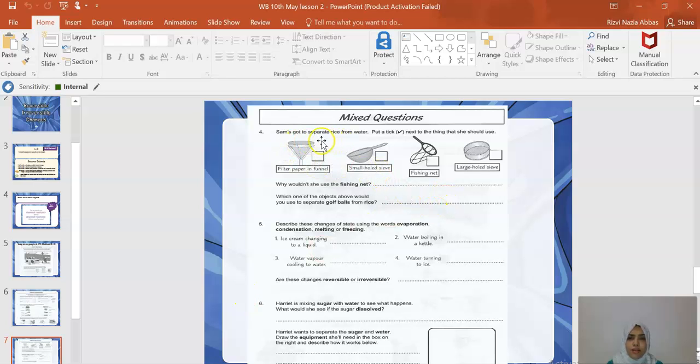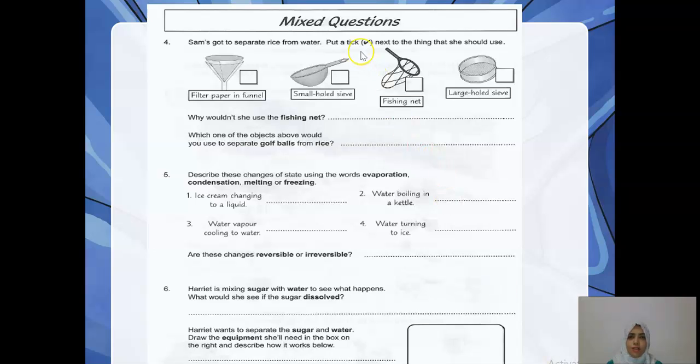Sam got to separate rice from water. So he wants to separate rice from water. Put a tick next to which of the things he should use. So rice from water, what do you think he should use? Why shouldn't she use a fishing net? Do you think a fishing net works for rice from water? Why not?